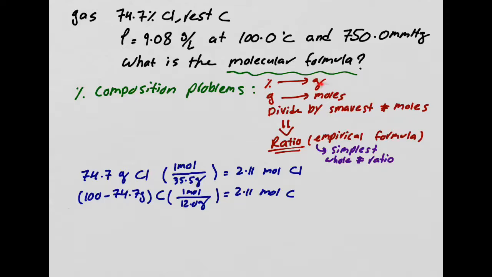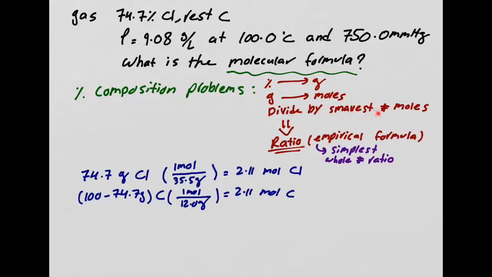So I took the percentages and converted them to gram, saying the percentages are the grams because they have to end up at 100 anyway. If Cl is 74.7 grams, subtracting from 100 gives me the grams of carbon. Then I converted grams to moles using molecular weight. Okay, what is the next step?